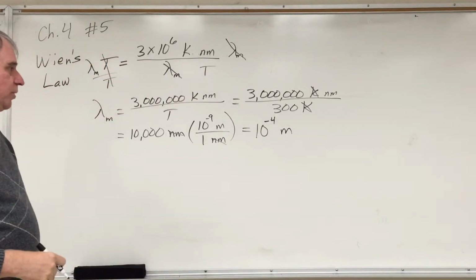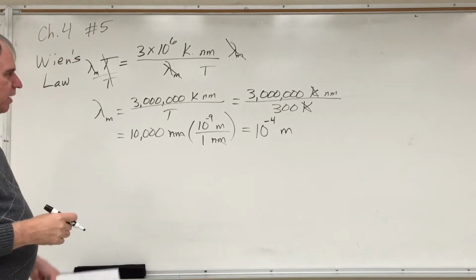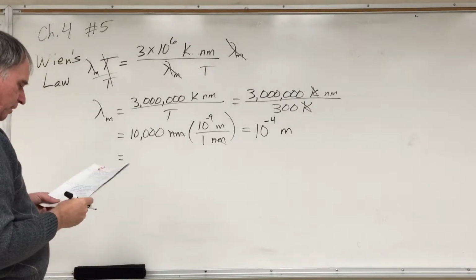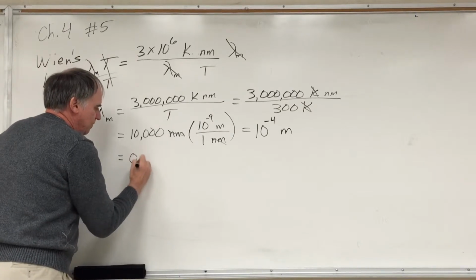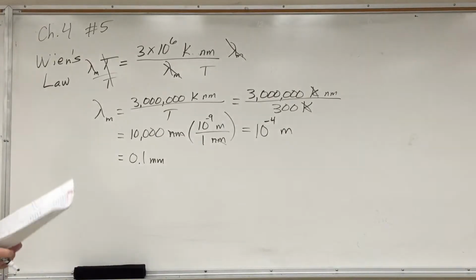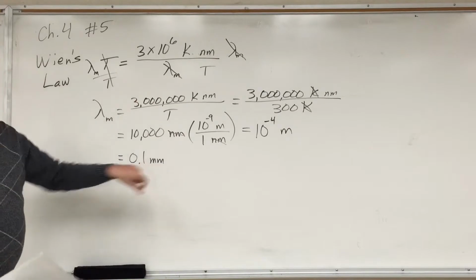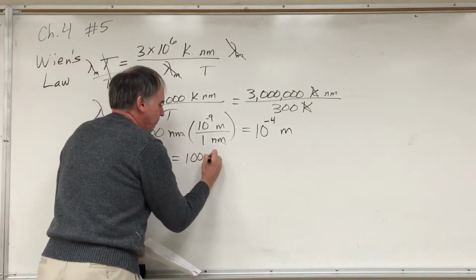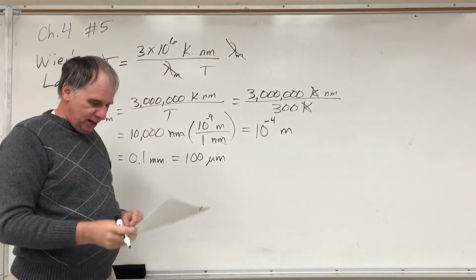That's 0.0001 meters. And that works out to be the same as 0.1 millimeters. Mill is 10 to the minus 3. So this is 1/10 of 10 to the minus 3, 1/10 of a millimeter. It could also be written as 100 micrometers, where micro stands for 10 to the minus 6.